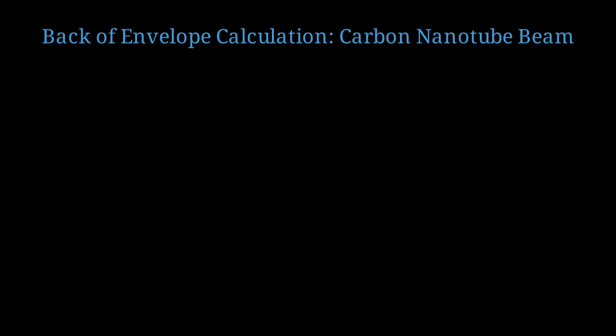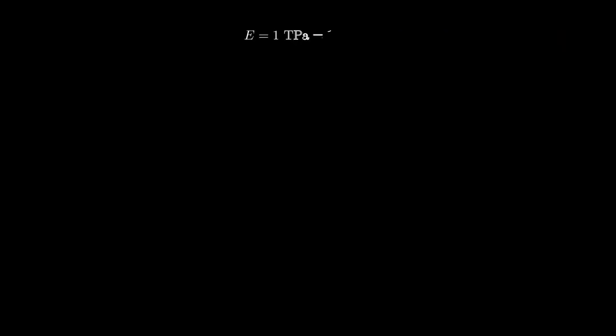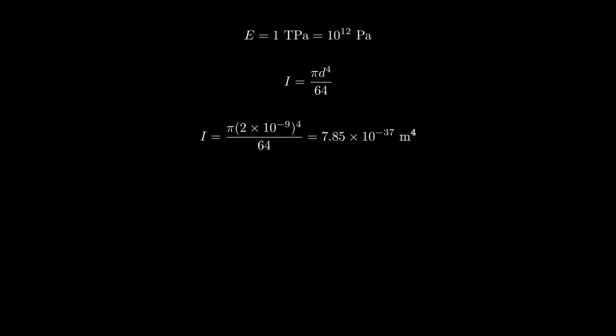Consider a carbon nanotube beam that's part of an auxetic nanostructure. Let's estimate the buckling force. Assume the length is 100 nanometers. The diameter is 2 nanometers. The elastic modulus of carbon nanotubes is approximately 1 terapascal, or 10 to the 12 pascals. The moment of inertia for a circular cross-section is pi d to the fourth divided by 64. Plugging in 2 nanometers, we get about 7.85 times 10 to the negative 37 meters to the fourth.